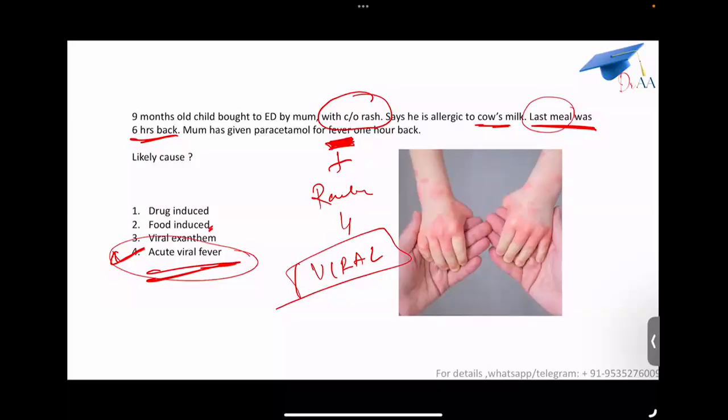And then they have mentioned the fever 1 hour back and given paracetamol. They might have just confused you to choose the food-induced one here, or the drug-induced one. It might very well be just an acute viral fever. Sir, is there any typical pattern of rashes in a viral exanthem in children? It depends; different viral infections will have different patterns, so it doesn't present very typically. So most probably we can take it as acute viral fever. Yes, that's right. Thanks, sir.